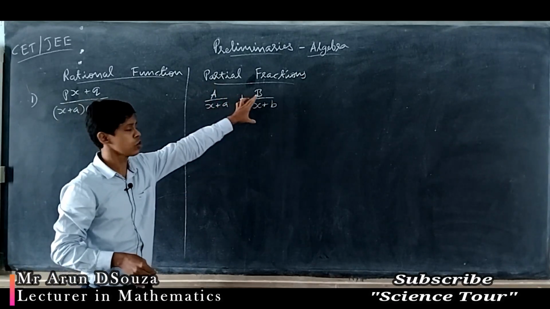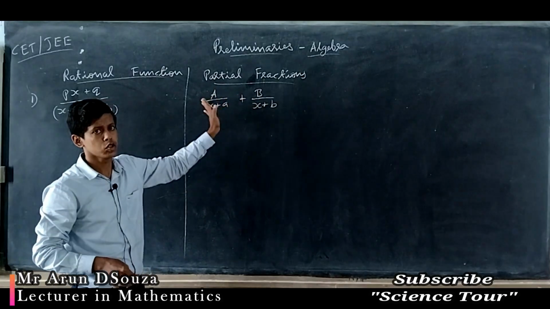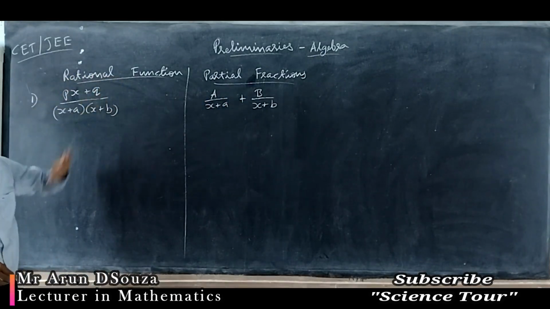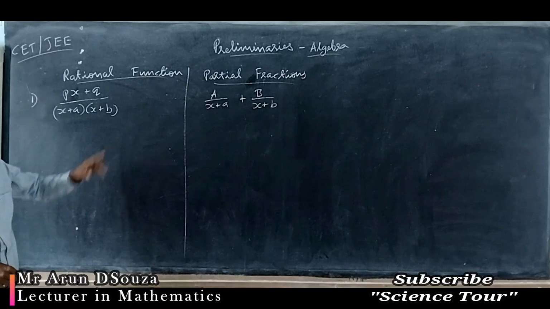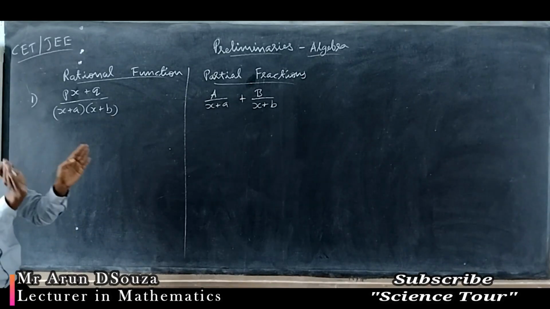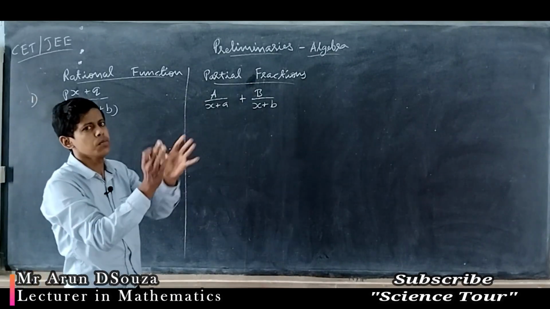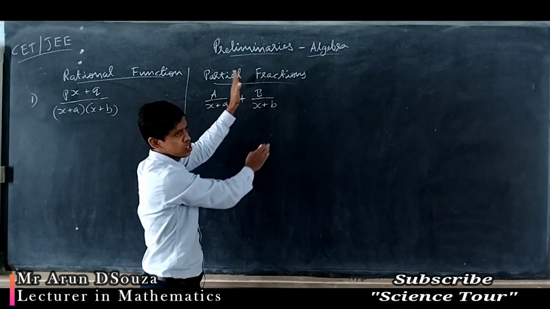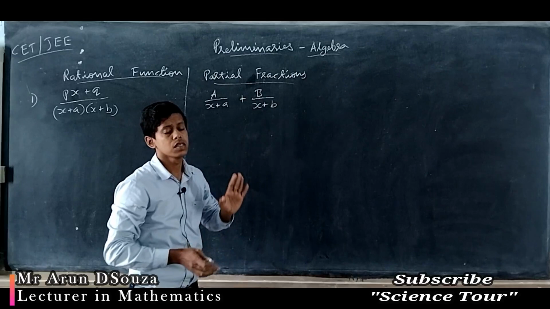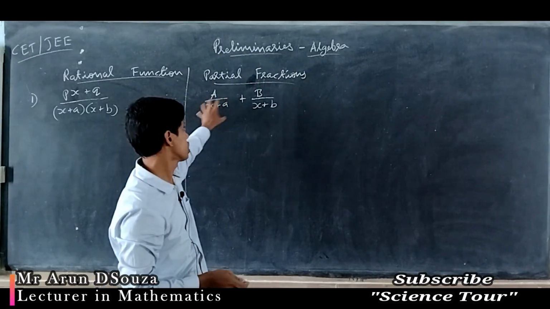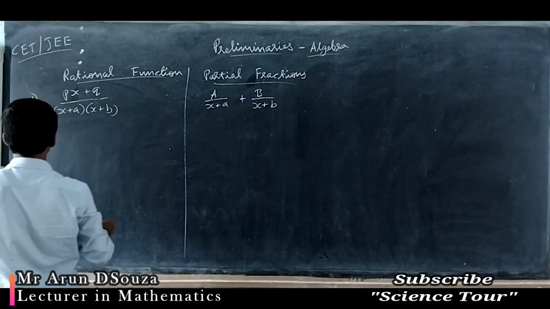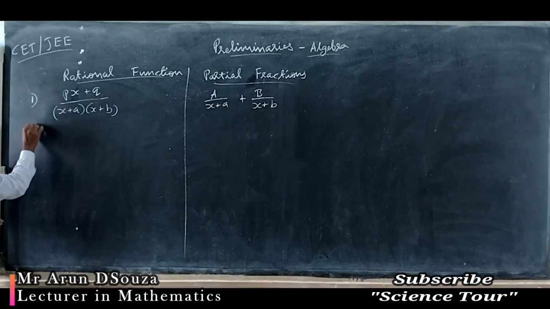This is a fraction, that is also a fraction. So both partial fractions coming together make the complete rational function. Therefore they are called partial, half. Okay, need not be exactly half, but a part of it. This is one part, that is another part. So partially we are separating them. Okay, partial fractions.